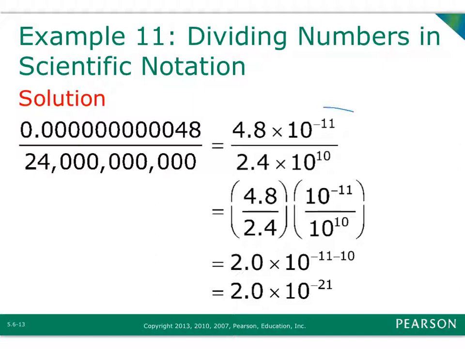From the last slide, we had this notation. We separate the two fractions, which we can do under the commutative property of multiplication. We now can divide 4.8 by 2.4, and that number is just 2. And now we can use the law of exponents, where 10 to the minus 11 divided by 10 to the 10th is 10 to the minus 11 minus 10, which gives us 2 times 10 to the minus 21.